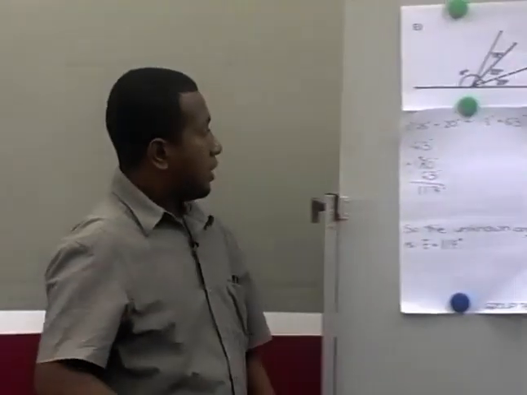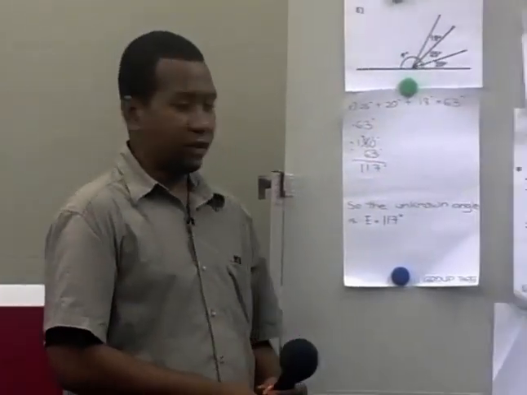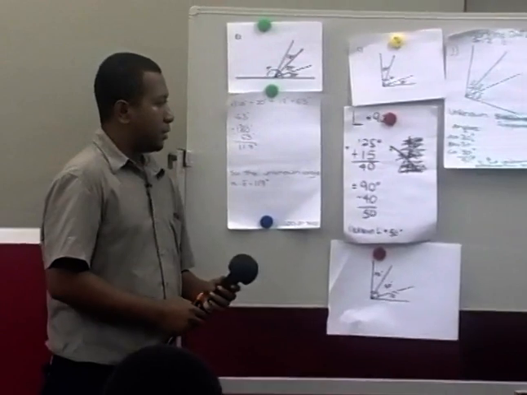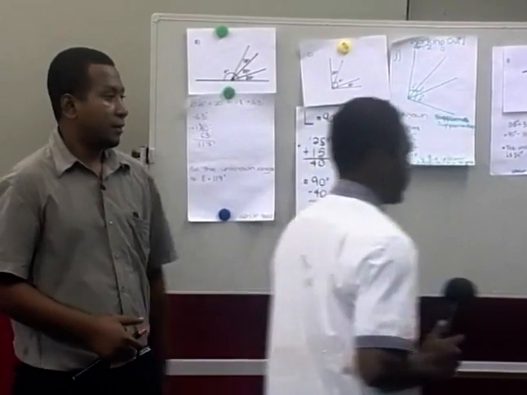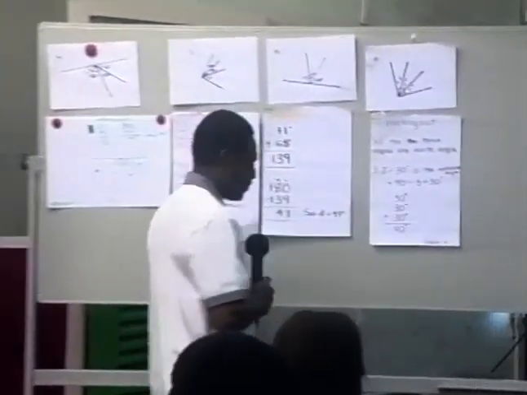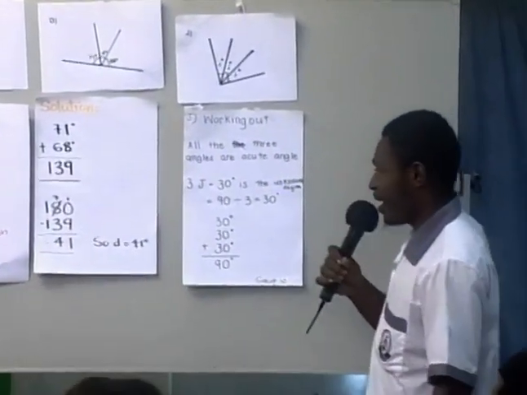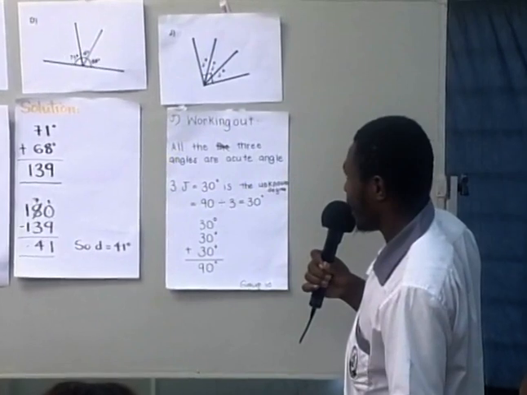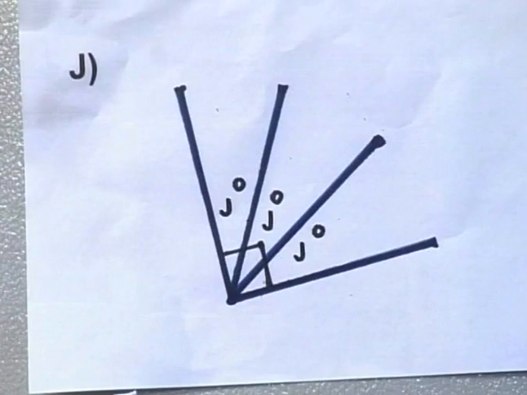The next one, letter J, group number 10. Eddie's group. Can you explain your activity? I think your paper is on the other side. Stand on this side. How we got our answer is the angle is an acute angle. So there is no number given to our angle.